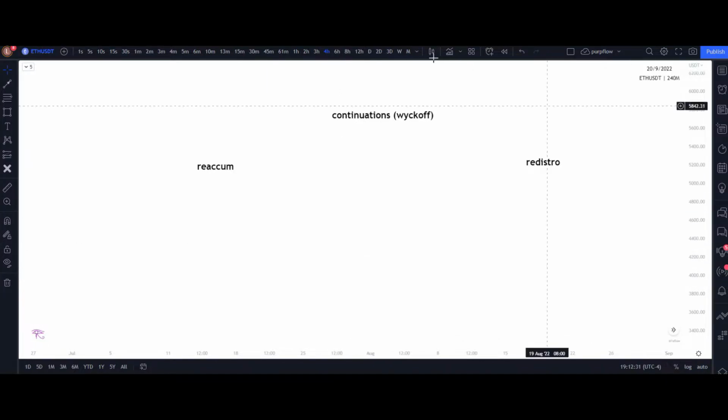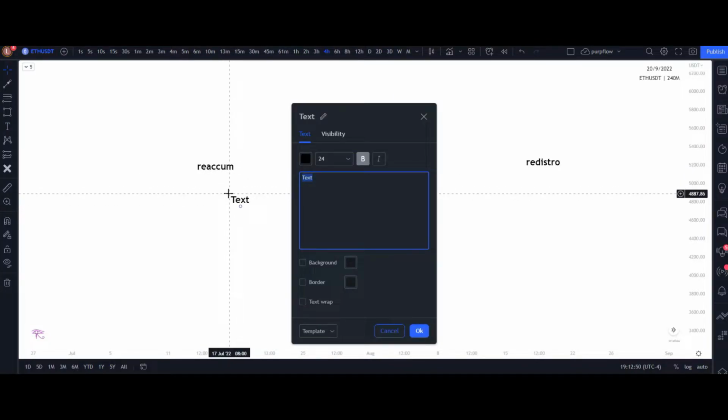So what this means is, for a reaccumulation scenario, after our accumulation, our break of structure to the upside, and we have created demand, we are looking for a reaccumulation. So what does a reaccumulation mean? How is it formed? And what does it look like? What it looks like is going to be the most important thing to me. So a reaccumulation is going to look like a distribution.